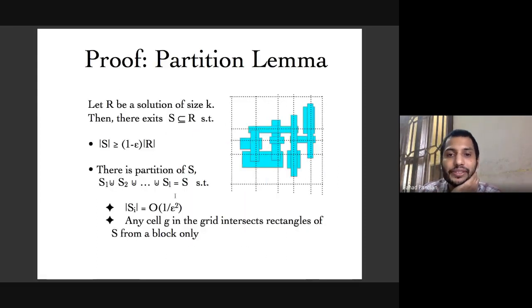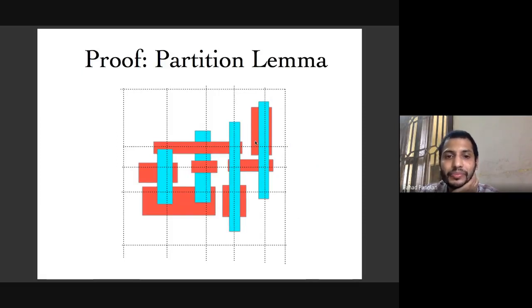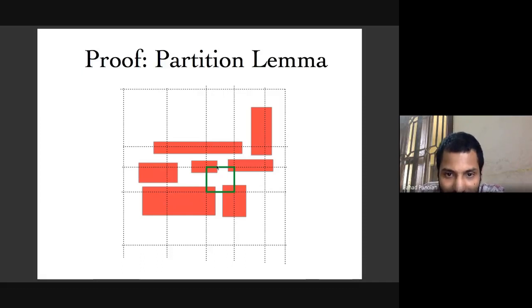So what we need, just have a close look, and then we will prove the partition lemma. The red rectangles are the optimum solution, k non-overlapping rectangles, which we don't know. And what does the partition lemma say? Look at any cell and look at these four of them. If I am going to put these 4 of them into S, then these 4 of them should go into one block. Anything which I am going to put into S should go into the same block as well, because one cell can intersect only one block.